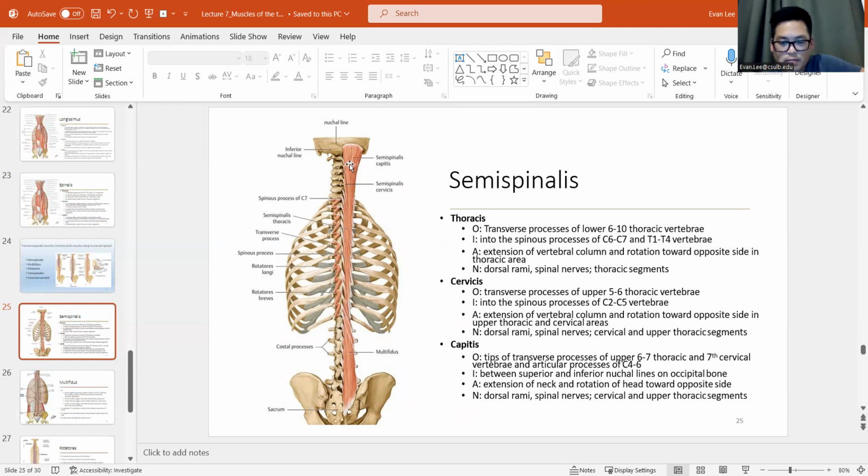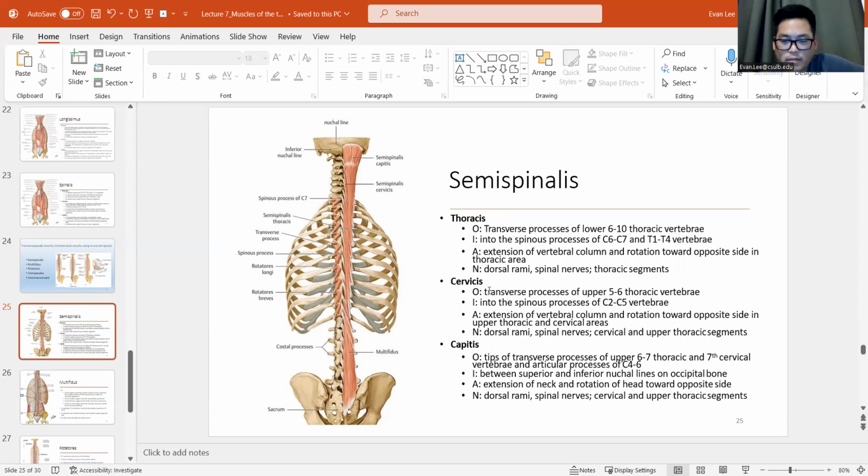So semispinalis is going to be connected to some spinous processes, but it's also going to be connected to the transverse processes as well. So transverse process to spinous process, transverse process to spinous process, and then transverse process to the back of the head along the inferior and superior nuchal lines of the occipital bone. So the spinalis was the ones going from spine to spine. Semispinalis will be going from transverse process to spine instead.